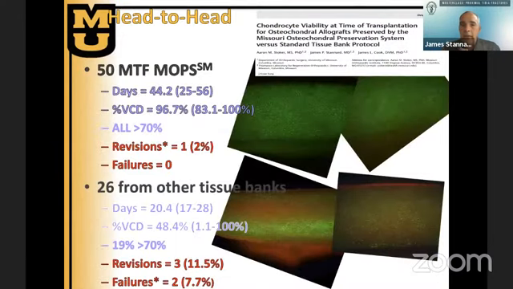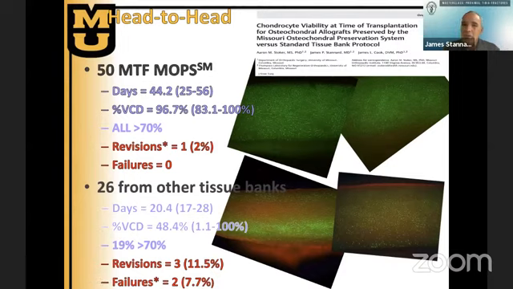So we ended up publishing that in this article, and we compared 50 grafts that were preserved. The Musculoskeletal Transplant Foundation bought this technology, and it's called MOPS, for Missouri Osteochondral Preservation System. Our grafts at an average of 44.2 days, oldest was 56, had 96.7% of the chondrocytes viable. VCD is viable chondrocyte density. We compared it to 26 from a variety of other tissue banks using the standard preservation, and their viable chondrocyte density was only 48.4%.